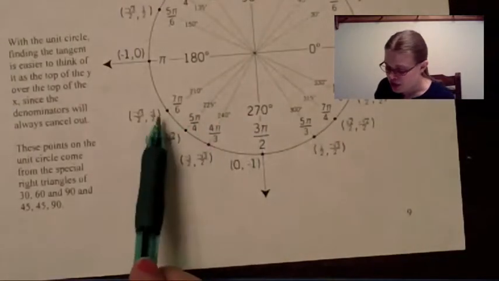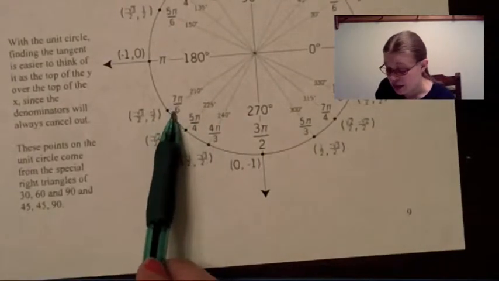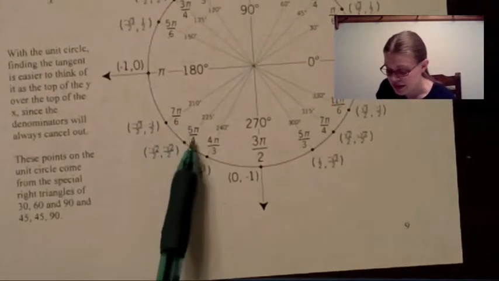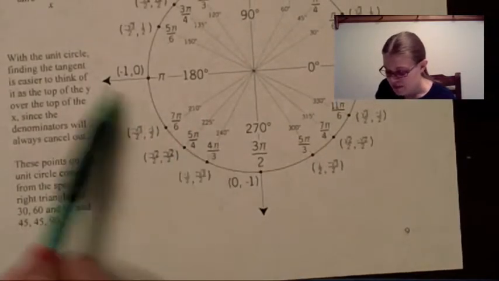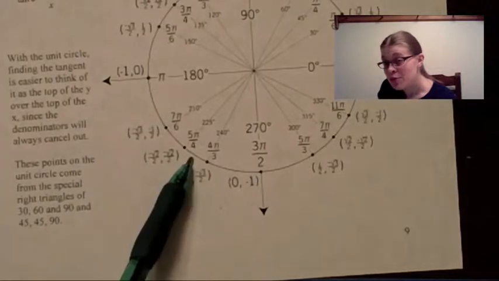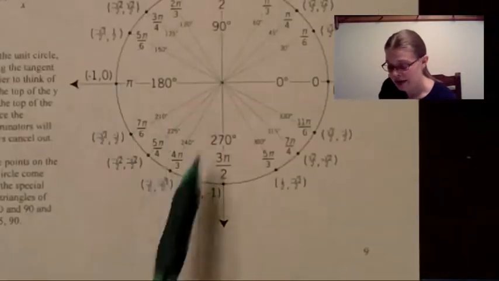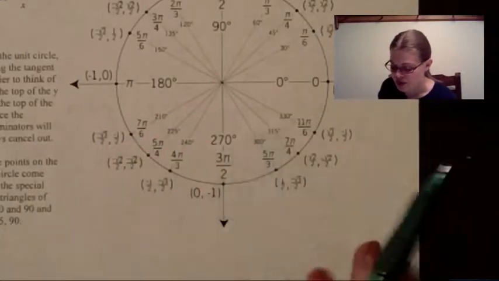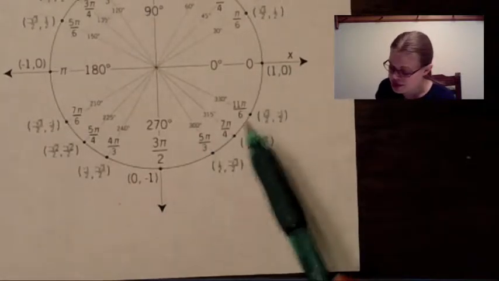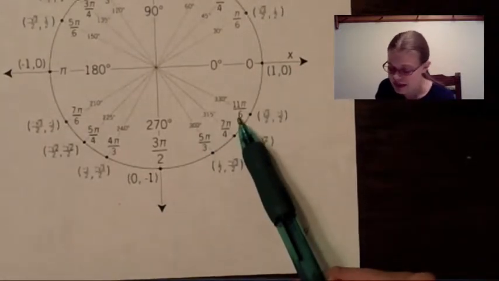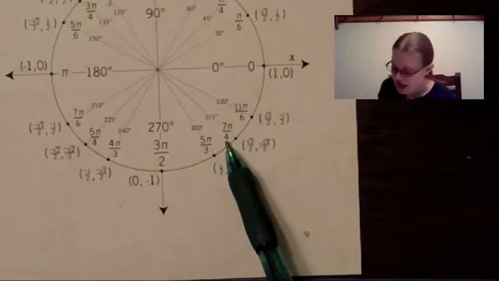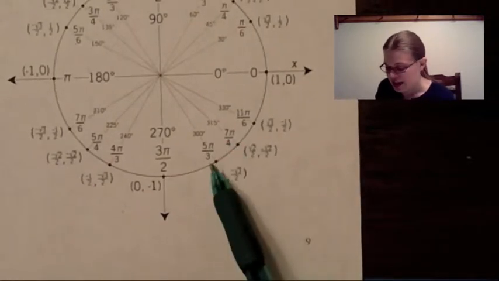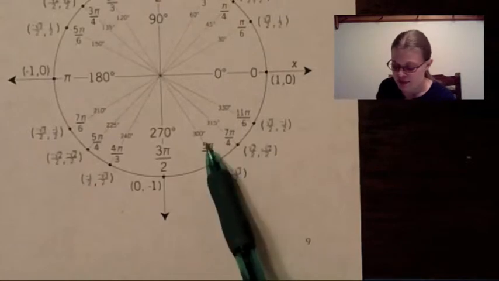In the third quadrant, notice that it's 1 above. So 7 is 1 above 6, 5 is 1 above 4, 4 is 1 above 3. So that's going to be just a little bit more than 1 pi, and that's why it's in the third quadrant. In the fourth quadrant, it's 1 before double. If I double 6, I get 12; 1 before that is 11. If I double 4, I get 8; one before that is 7. If I double 3, I get 6; one before that is 5.